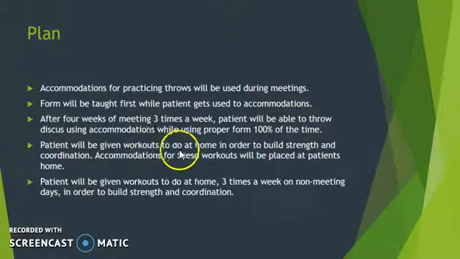So the patient will also be given workouts at home in order to build strength and coordination. Accommodations for these workouts will be placed at the patient's home. He will be given workouts to do at home 3 times a week on non-meeting days in order to build strength and coordination. So 3 days out of the week, we're meeting together. 3 days out of the week, he's doing workouts at home on his own, and there's 1 rest day.